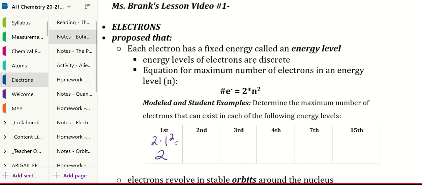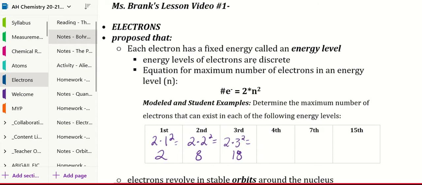What about the second energy level? What would n be? 2. So then it would be 2 times 2 squared, which is 8. The third energy level, what's n? 3. So we plug that in. 2 times 3 squared is 18.